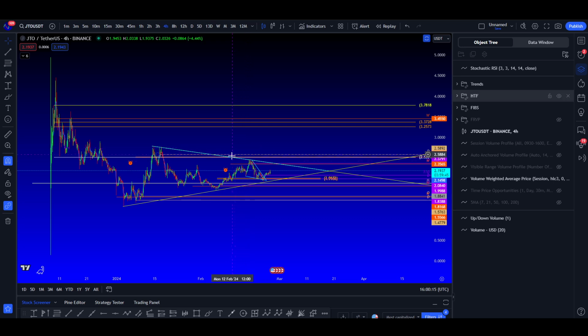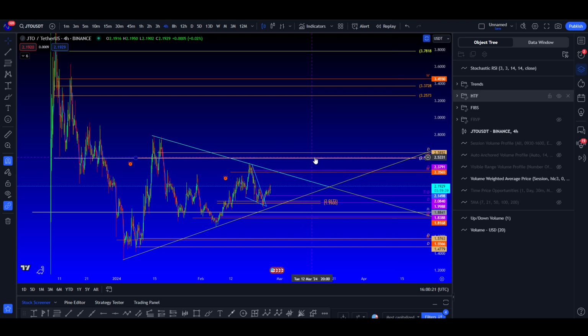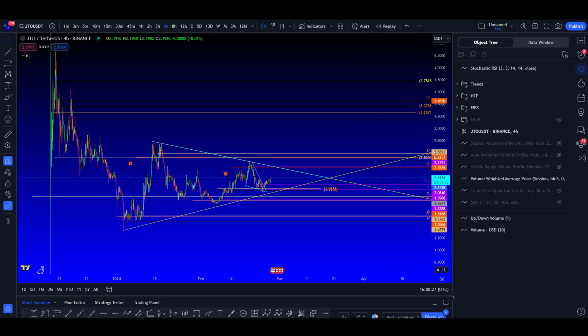So I find it hard to believe that when we break out, we're just going to tap this level right here and then reject and come down even further. I don't really see that happening. Obviously, anything is possible. But I think after a massive consolidation like this, a move to the upside, targeting at least this weekly level above, seems very probable, right?